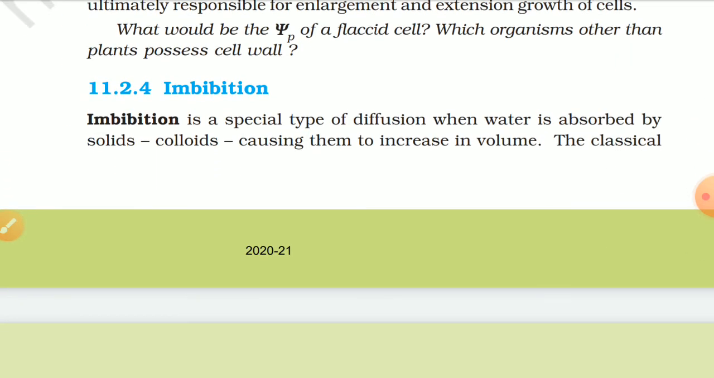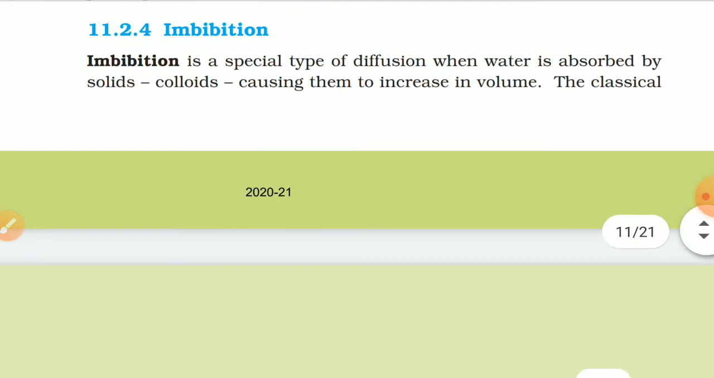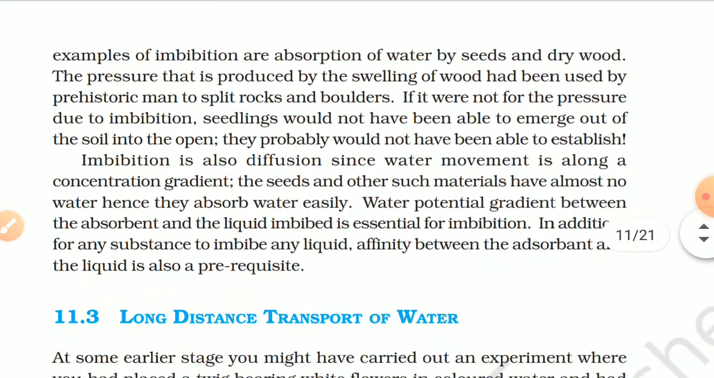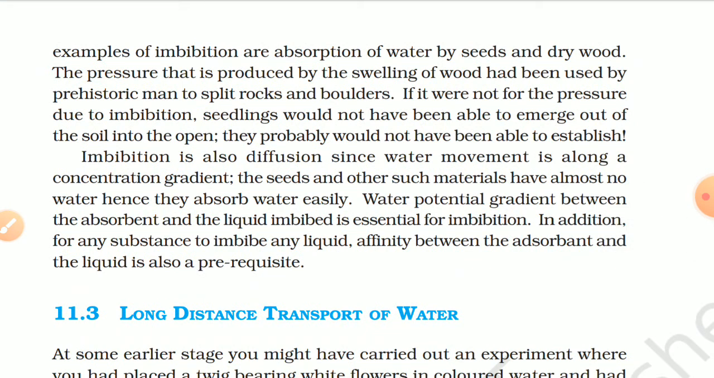11.2.4 Imbibition. Imbibition is a special type of diffusion when water is absorbed by solid colloids, causing them to increase in volume. The classical examples of imbibition are absorption of water by seeds and dry wood. The pressure that is produced by the swelling of wood has been used by prehistoric man to split rocks and boulders. If it were not for the pressure due to imbibition, seedlings would not have been able to emerge out of the soil into the open. They probably would not have been able to establish.